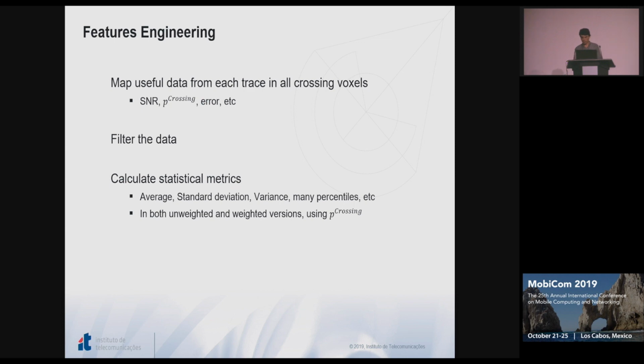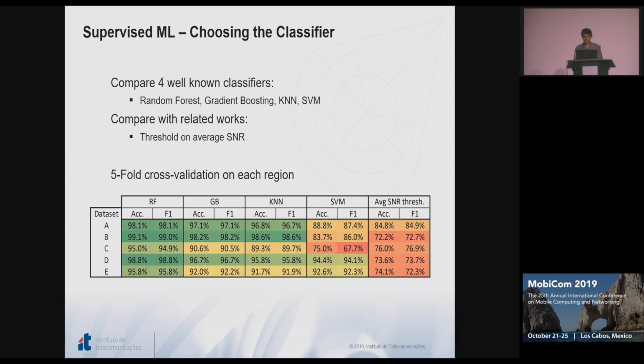The next step is choosing the classifier. To do this, we compare four well-known classifiers, namely random forest, gradient boosting, k-nearest neighbor, and support vector machine. We also compared them to the algorithm used in related works, which is a simple threshold on an average SNR. We compared them using a 5-fold cross-validation with each region dataset independently. From the table, you can see that the random forest achieved the best accuracy and other metrics, so we chose the random forest for further evaluation.